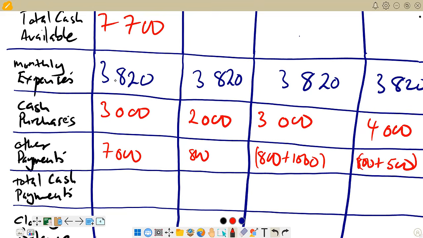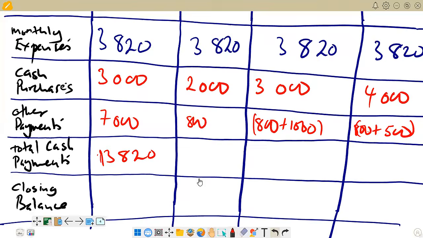Total cash payments now we add from monthly payments up to other payments here. 3,820, 3,000 plus 7,000 here. Remember here we are not putting totals, we're just putting in the first column. If you add 3,820 plus 3,000 plus 7,000, you get 13,820. So here is 13,820. And then at the end, we are supposed to have a closing balance.